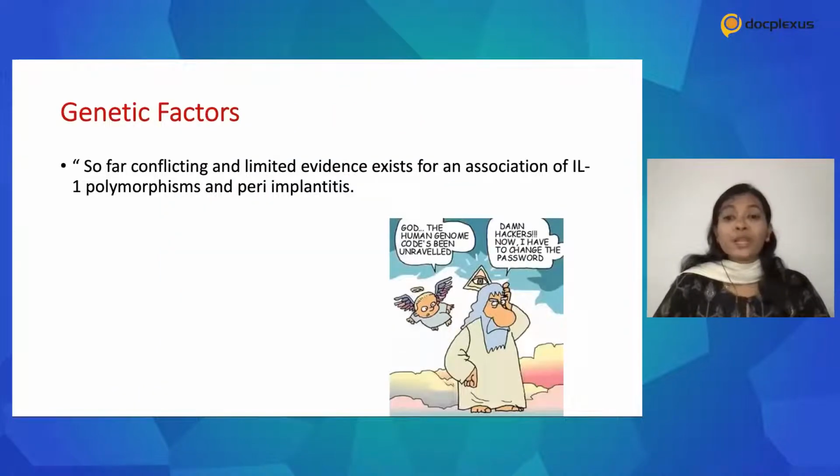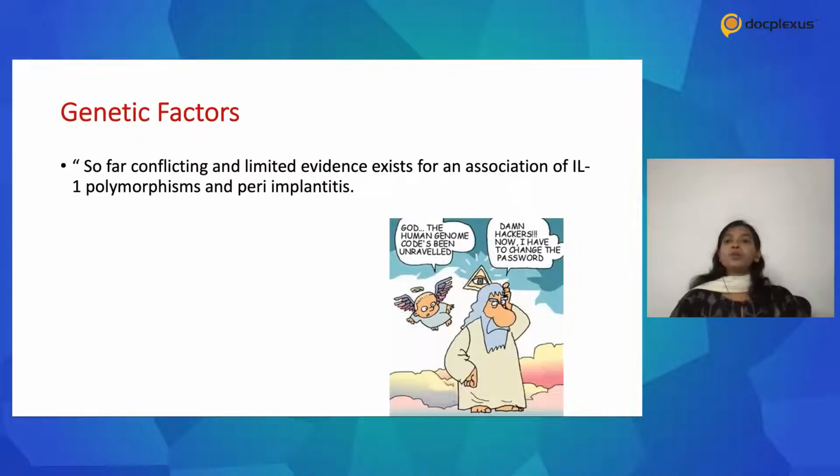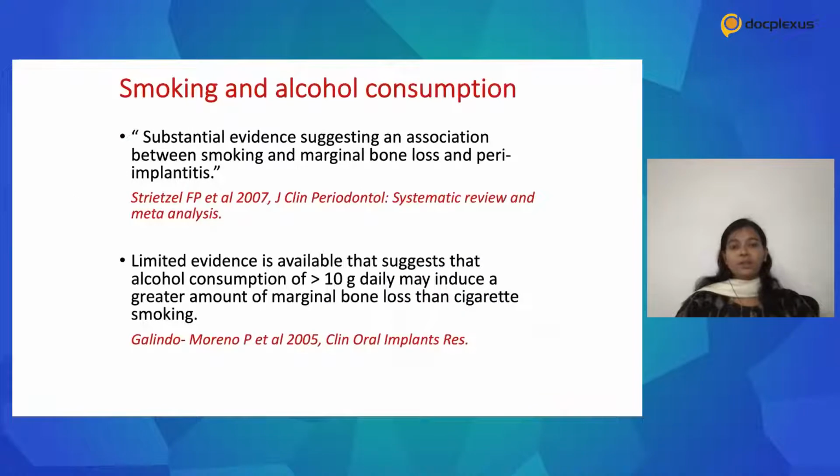So as I told you, genetic factors: there are studies which say that when a patient has an IL-1 polymorphism, it leads to peri-implantitis. So there are susceptibility tests right now which will help us to know if the patient has IL-1 genetic polymorphism. So if it is there, then accordingly we need to alter our supportive periodontal therapy for peri-implantitis so that the patient will not have compromise in the implant survival rates.